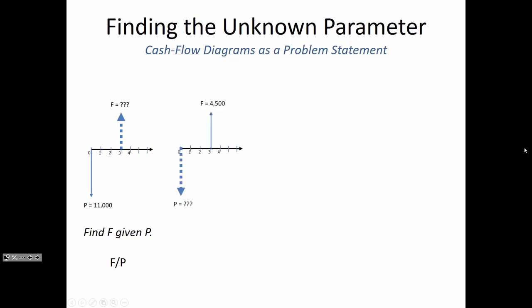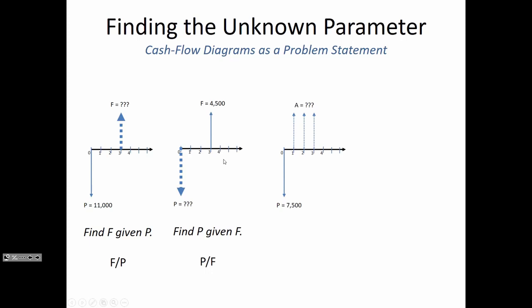Okay, so here's another picture. It's a little bit different from the first one. How would you summarize what this problem is saying? In the same way that we said find F given P, so what is this one? Exactly. Find P given F. Or even more simply, P/F. So this one, we have some future amount that we know, and we want to find out how much we would have to deposit now to make this amount available in the future.